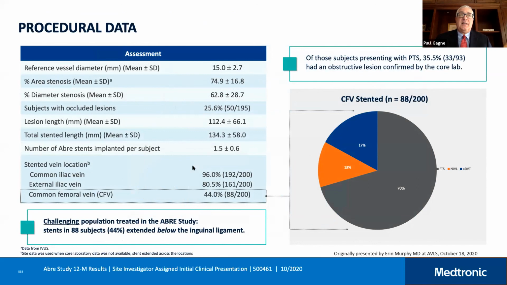You can see that stenting here involved the common iliac and external iliac veins frequently, consistent with post-thrombotic disease, but oftentimes there was extension down below the inguinal ligament to the common femoral vein in 44% of these patients. So this was a tough patient cohort representing what we see in the real world. And you can see here again, these post-thrombotic patients with extension of the stents to the common femoral vein.